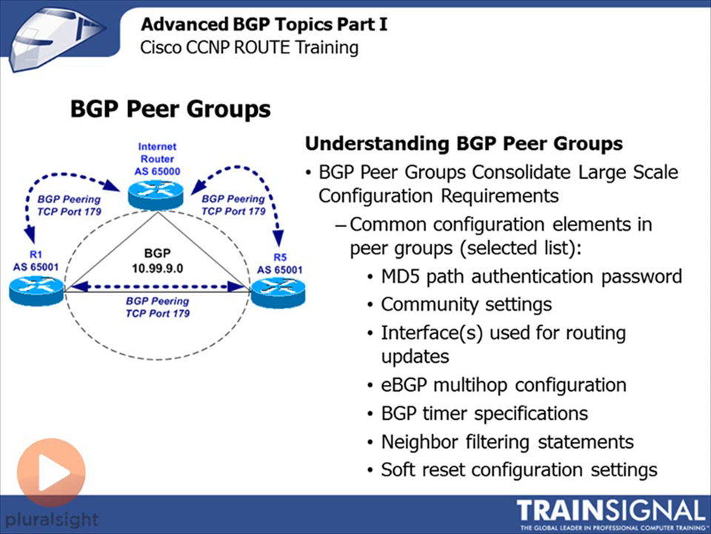There's just an example of some things that you can put in a peer group entry. If there's a configuration that has password requirements, the MD5 authentication between neighbors, you can have that there. If you have common community settings, if you want to use, for example, the loopback interface as the update source, you can use that in the peer group configuration. If you have eBGP multi-hop requirements, you can have that in there. Timer specifications. If you have neighbor filtering statements that are common to all the devices. And then finally, soft reset configuration inbound, for example, ways to be able to put that into the configuration command set.